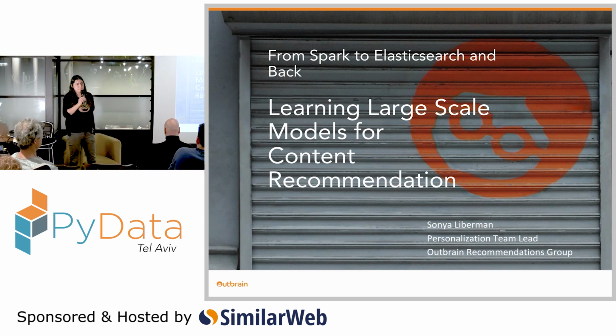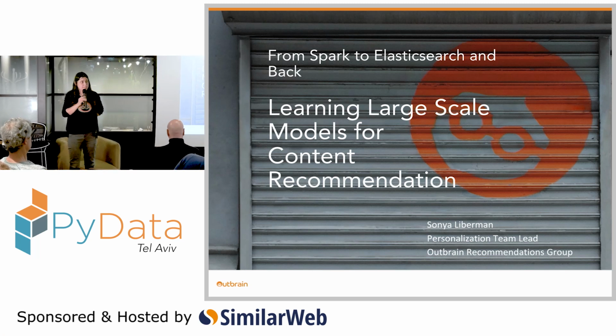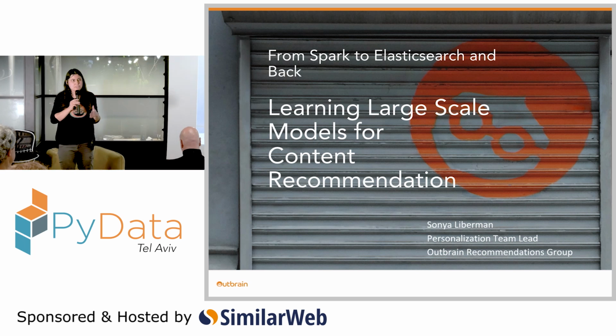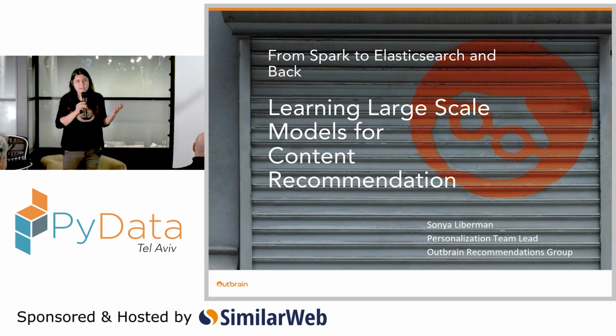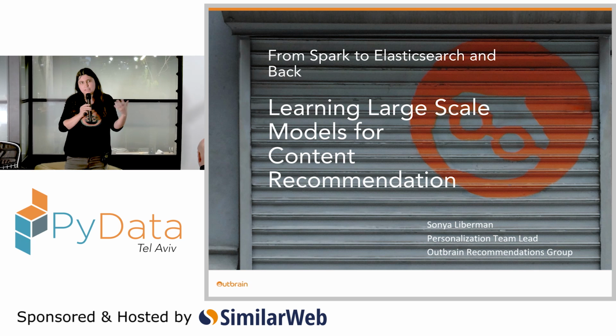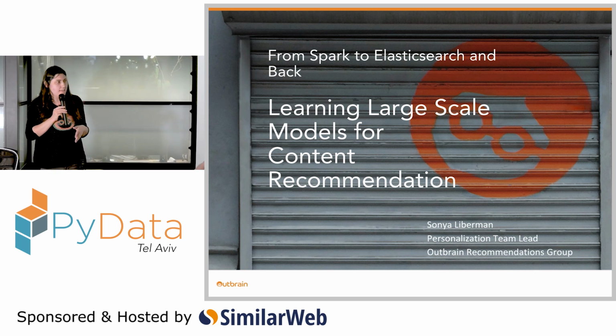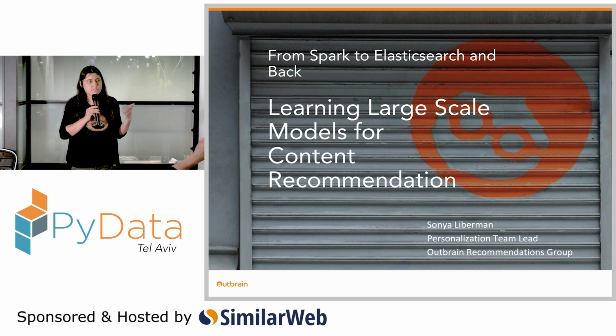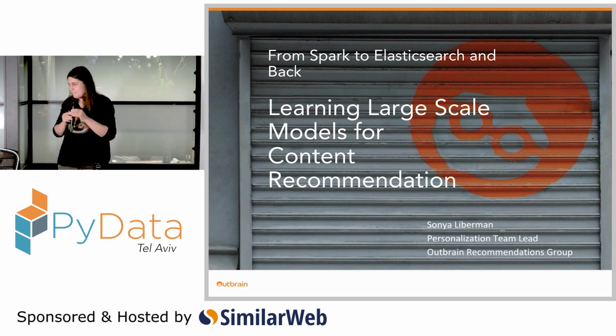And today I'm going to talk to you about our recommender system, and specifically two different layers of it. The first layer would be our offline modeling layer, which works on top of Spark. And the second one will be the serving stack, the serving layer, which is run on top of Elasticsearch.